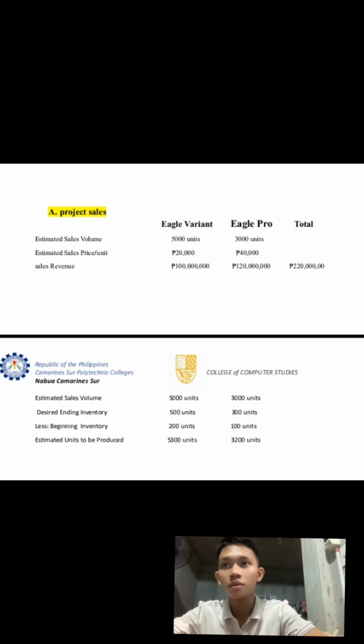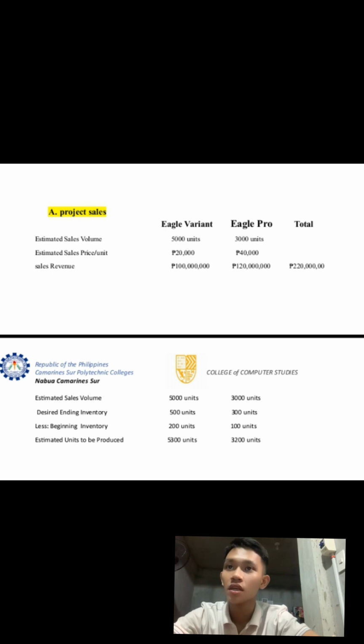And dito naman sa estimated number of units to produce, we need to get the estimated sales volume of the Eagle variant that has 5,000 units and the desired ending inventory that has 500 units, and we will subtract it to the beginning inventory that has 200 units, and the total estimated units to produce in the Eagle variant will be 5,300 units.